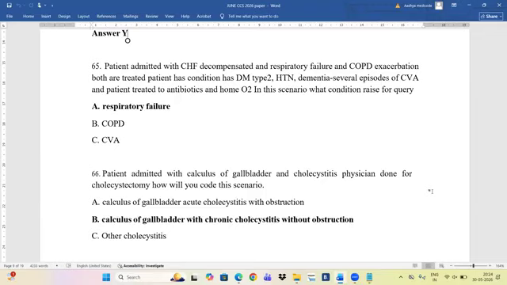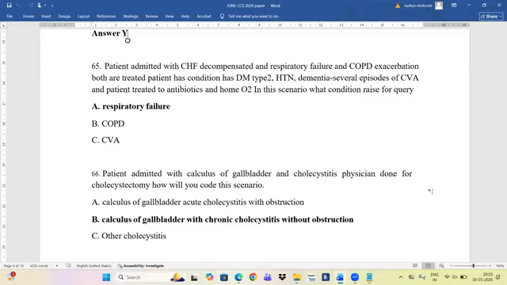Next, check. Patient admitted with calculus of gallbladder and cholecystitis. Patient done for cholecystectomy. How will we code the scenario? When the patient has calculus of gallbladder and cholecystitis, we have a combination code. Calculus of gallbladder means cholelithiasis. Cholelithiasis with cholecystitis and cholelithiasis with acute cholecystitis, we have a combination code.